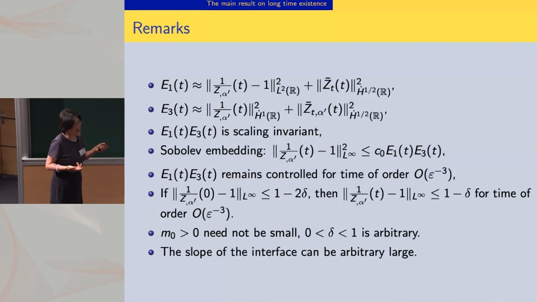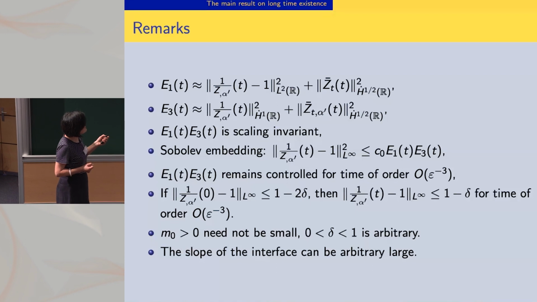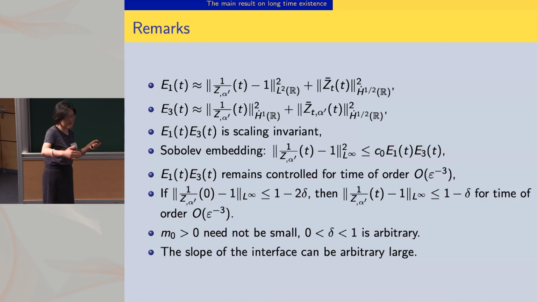So what's the main idea? The main idea is really just to use this quintic thing. So what are E1, E3? E1 we can compute. Essentially, it's bounded above and below by these two quantities: the L2 norm of this and the h dot 1/2 norm of this. So they have the same scale. And E3 is exactly one derivative above this. Then E1 times E3 is scaling invariant. This is why we need E1 and E3: we need to control 1 over z alpha minus 1, this quantity, for a long time, epsilon minus 3.